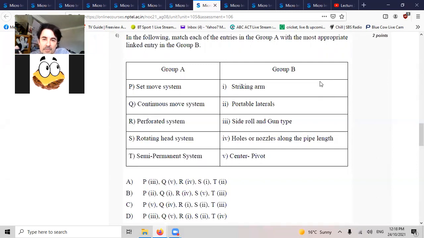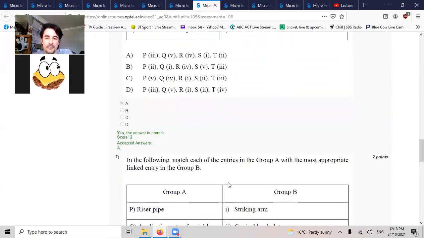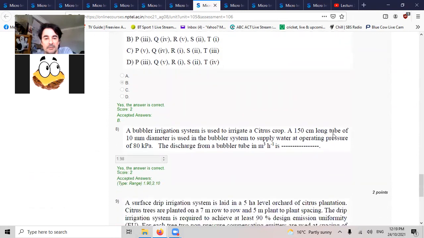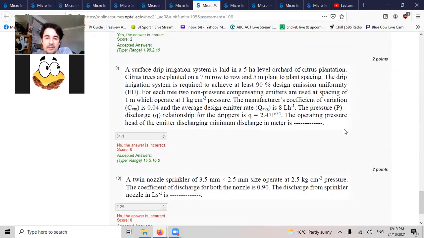Match. Semi-permanent systems. Semi-permanent portable-ish. T2. And also your striking arm. Striking arm. S1 rotating head. Yep. Sprinklers. So the answer is T1. Impact sprinklers there. That's the striking arm ones we were just talking about. T1. B. Too easy. These hard maths questions.